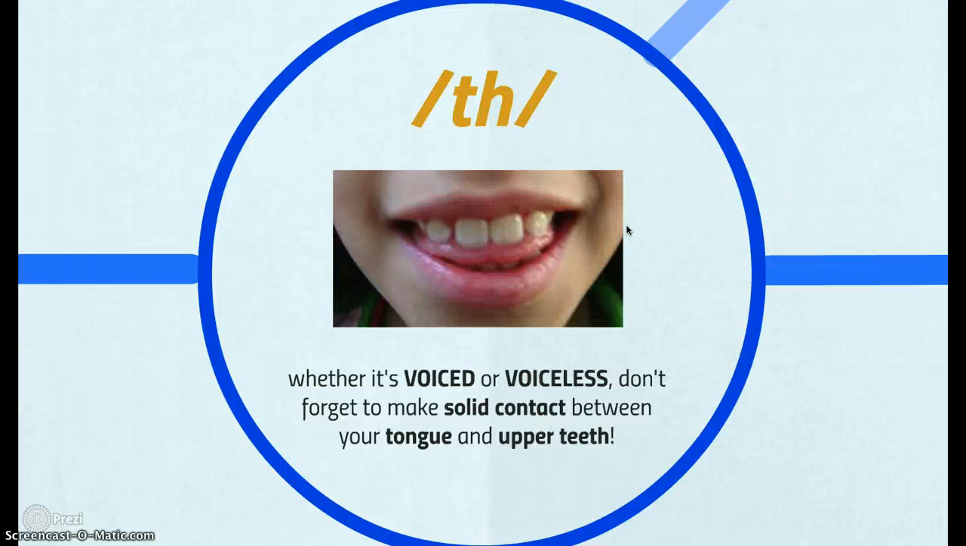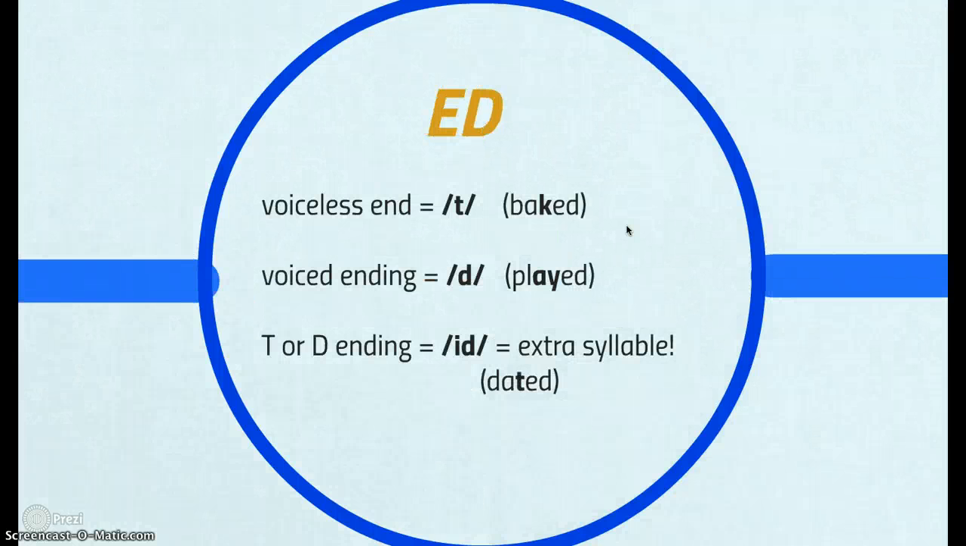So whether it's voiced or voiceless, don't forget to make solid contact between your tongue and your upper teeth. Th. Nice strong th, blowing that air through between the tongue and the teeth. Okay, the next sound we looked at was ED. There's actually 3 different ways to pronounce ED in English.